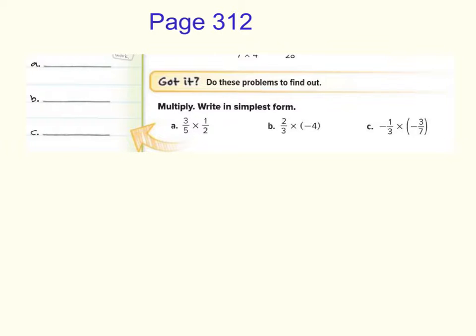On page 312, at the bottom of page 312, you have these got it questions. Okay, let's go ahead and multiply straight across. Pause your video when you're ready for your answers. Push play.